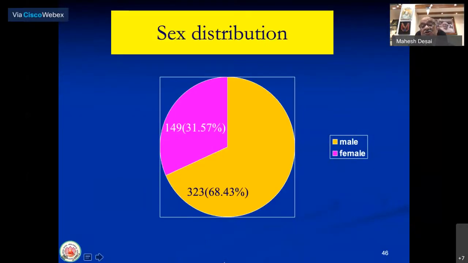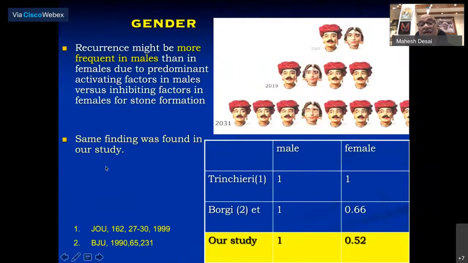What about the sex distribution? The male was predominant compared to the female. That was seen everywhere. And here we found that the recurrence might be more frequent in males than in females due to the predominant activating factors in males versus the inhibiting factors in females for stone formation.